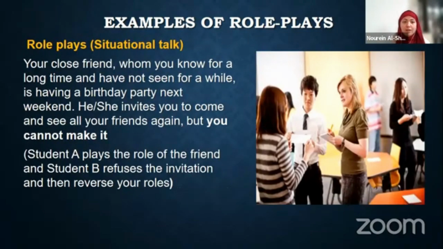Another one here is the situational talk. And here is the script. And here we've got what role plays they're doing, and then they reverse the roles.